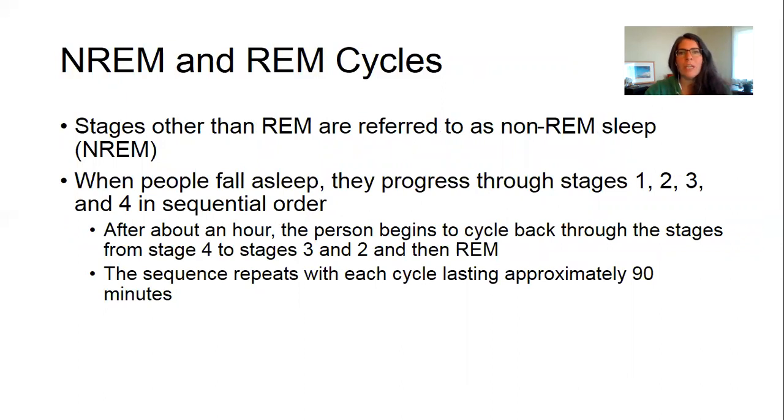Okay, so stages other than REM are referred to as non-REM sleep. So stage 1 through 4 are non-REM sleep. And we move through these stages sequentially. After about an hour, the person begins to cycle back through the stages from stage 4 to stages 3, 2, and then REM. So the sequence repeats, and each cycle lasts approximately 90 minutes.